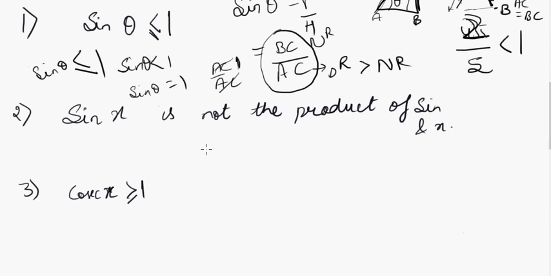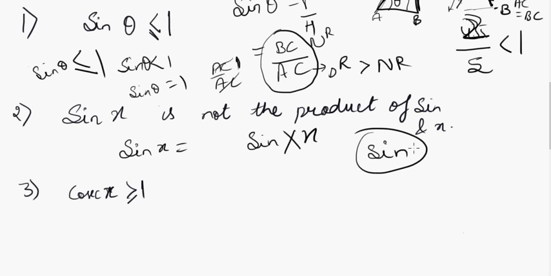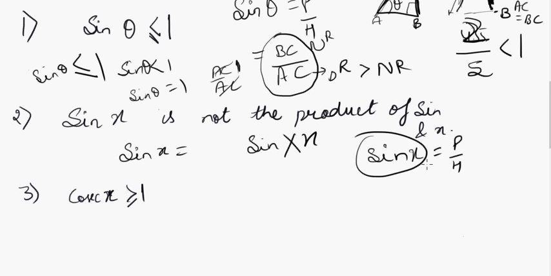Now the second point says that sine x is not the product of sine and x. It means that sine x is not sine into x, because the term individually sine has no meaning. Sine of x is something which is perpendicular over hypotenuse. So there is no meaning of separate sine or individual sine. This is a unique and individual term. We can't say that sine x is a product of sine and x.